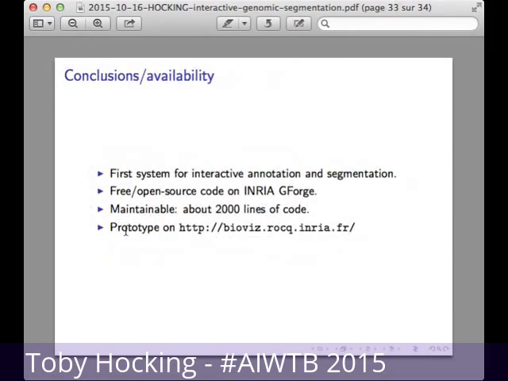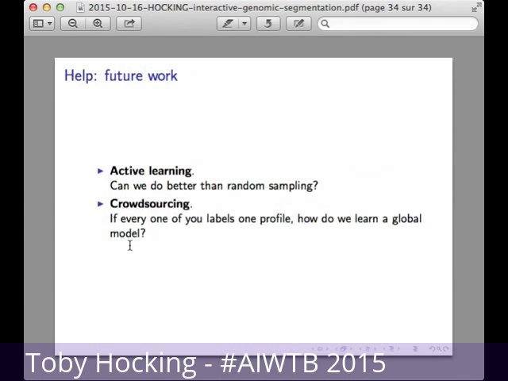So basically, I just wanted to mention very quickly, we have this prototype online, we have the source code online. For future work, what would be nice is some kind of active learning strategies. So instead of just asking the doctors to label a bunch of random profiles, we could say, okay, label one, and then we update the model, and then say, okay, here's the next profile that you should label, because this is the one that seems like it will help the model become more accurate the fastest, right? This is not something that we have worked on yet, and it would be very interesting for future work. And also the crowdsourcing problem, right?